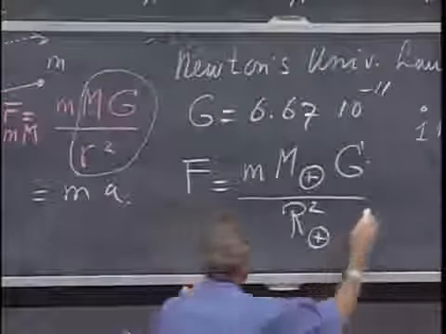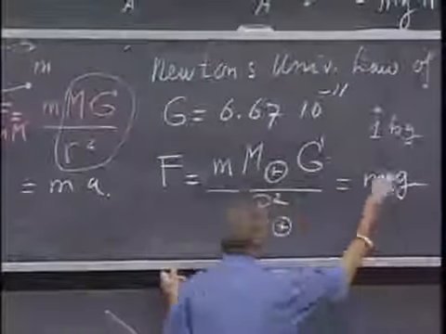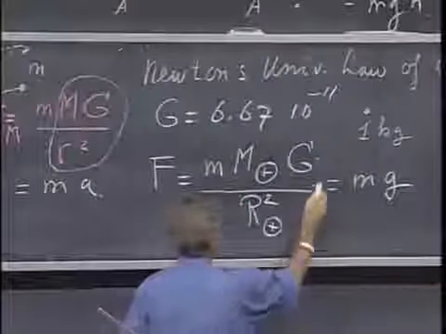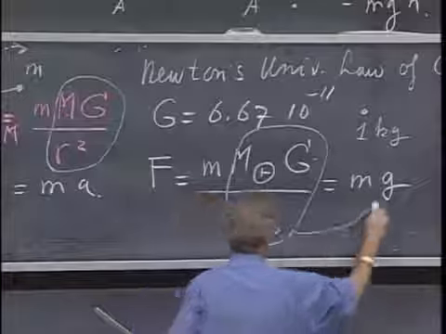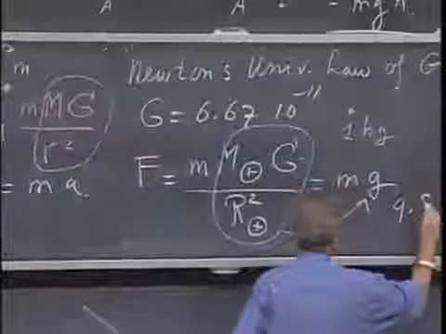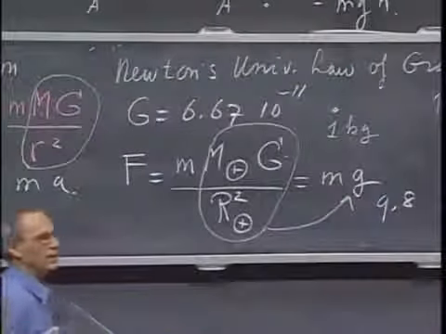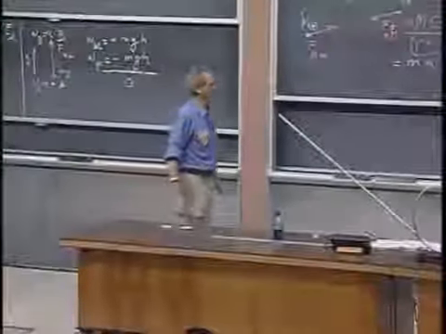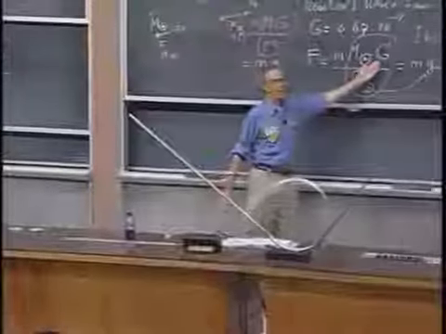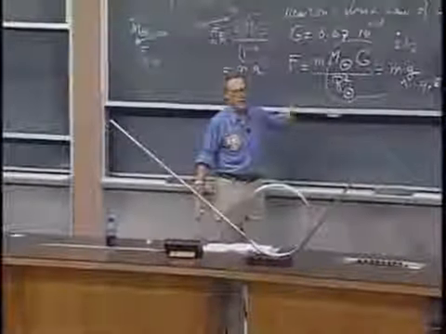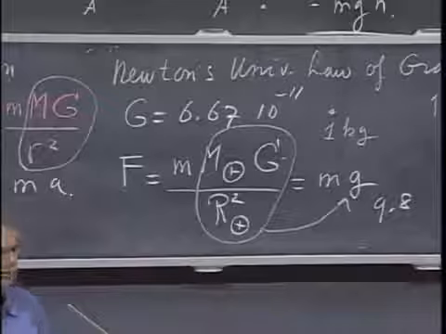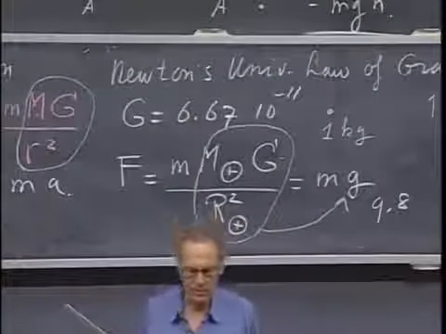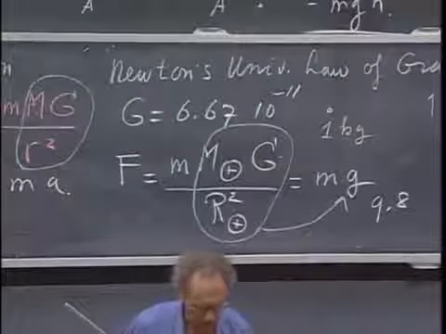And so this must be mg. That's the gravitational acceleration if we drop an object here. And so you see that this now is our famous g, and that is the famous 9.8. If you substitute in there the mass of the Earth, which is 6 times 10 to the 24 kilograms, put in the gravitational constant, and put in the radius of the Earth, which is 6,400 kilometers, out pops our well-known number of 9.8 meters per second squared.